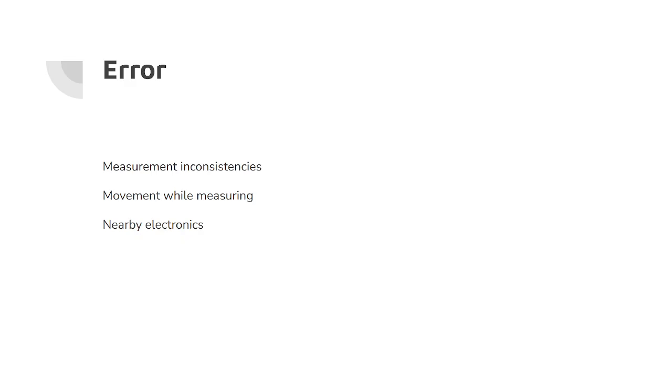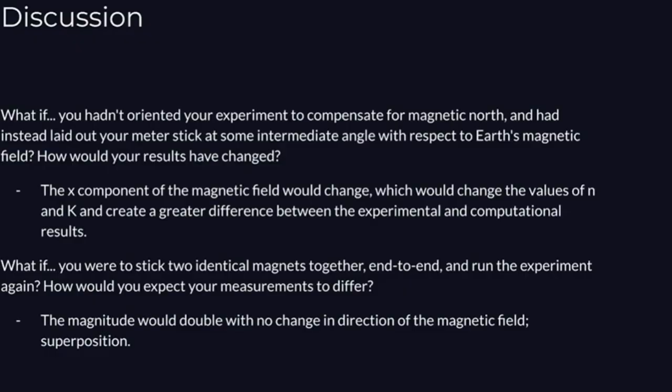So our error in observation could have come from measurement inconsistencies, movement while measuring, and nearby electronics interfering with the magnetic field. Finally, what if you hadn't oriented your experiment to compensate for magnetic north and had instead laid out your meter stick at some intermediate angle with respect to Earth's magnetic field? How would your results have changed?